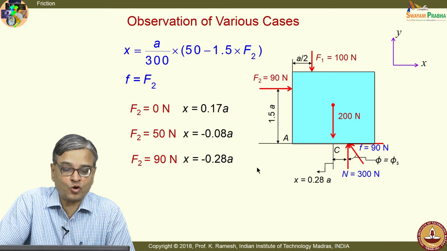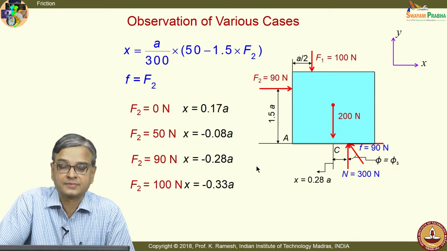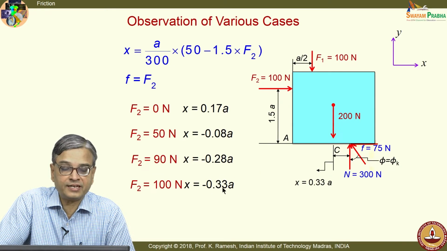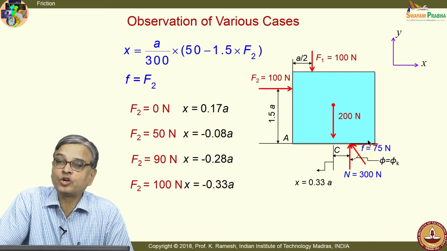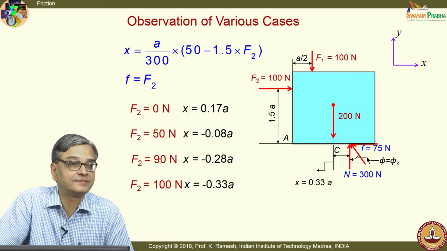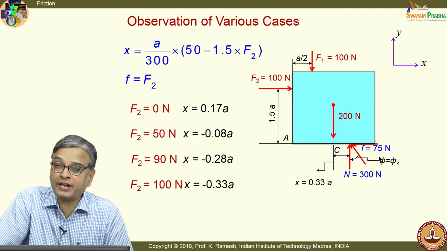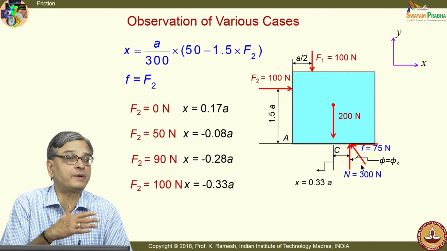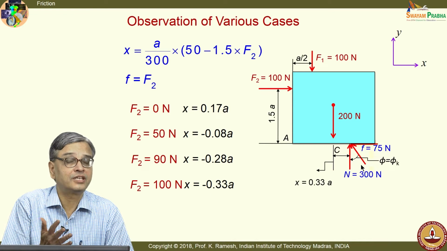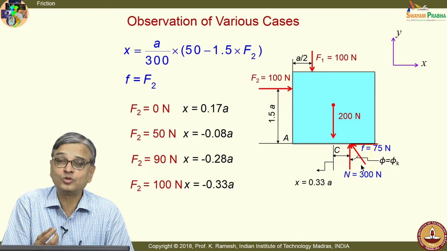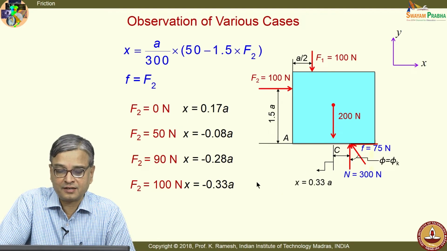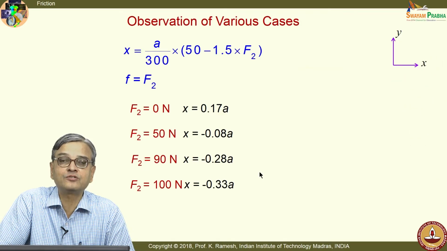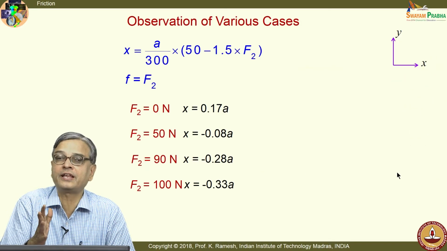We have also been asked to find out what happens when F2 is 100 newtons, and we find that x is 0.33a from this expression. You also find that the reaction developed, because you are given a kinetic coefficient of friction of 0.25, can be a maximum force of only 75 newtons in this case, dictated by the dynamic coefficient of friction. Even though my applied force is greater than this, you would not have frictional forces to balance it. What would happen? The block would begin to slide to your right. It will no longer remain in equilibrium.